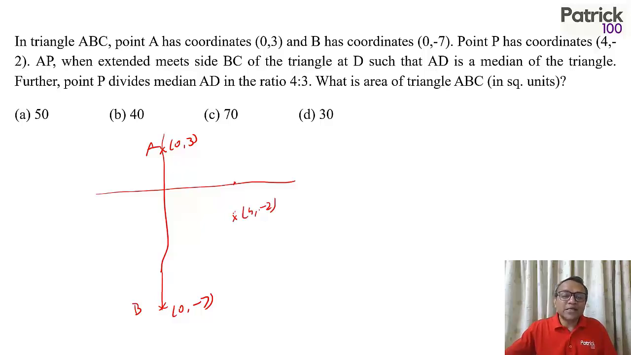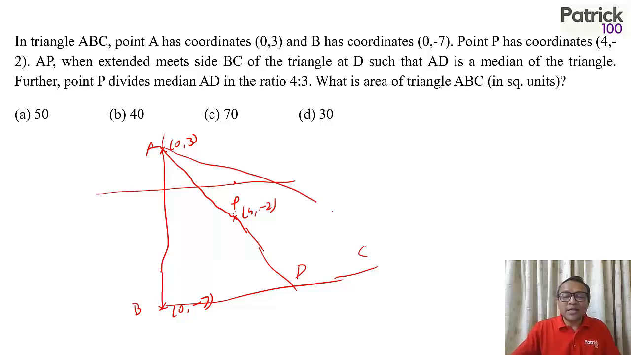So AP is extended. When you extend AP, it meets side BC. Let's say side BC will be somewhere around here. So it meets BC at point D, such that AD is the median. So AD is the median. That means D is the midpoint of BC.